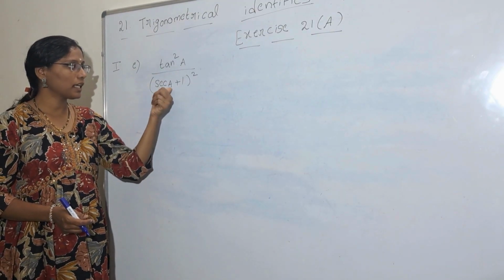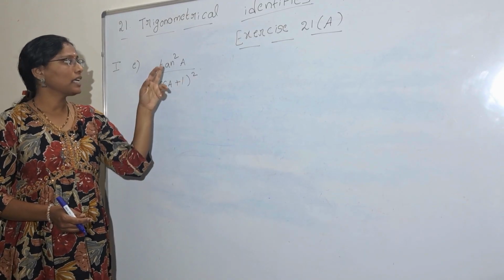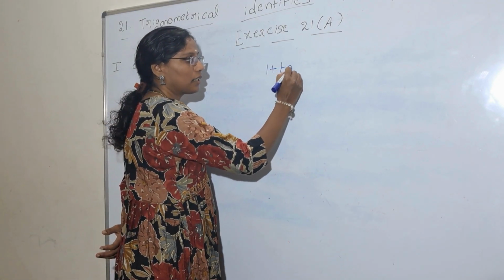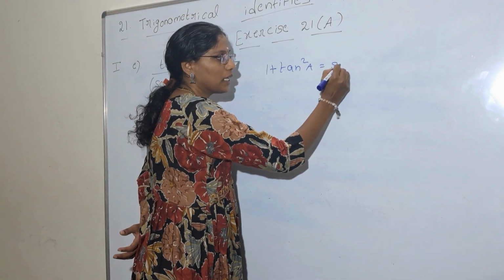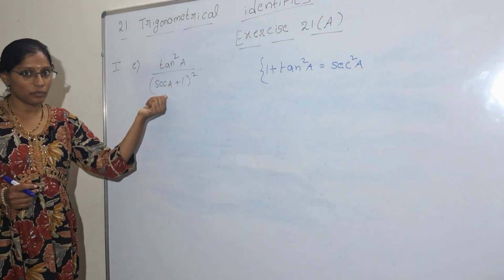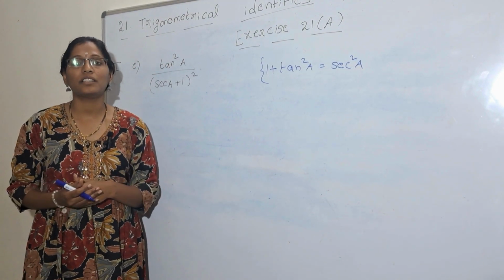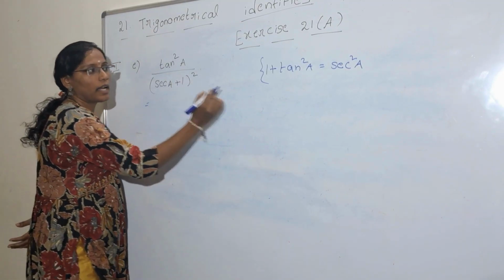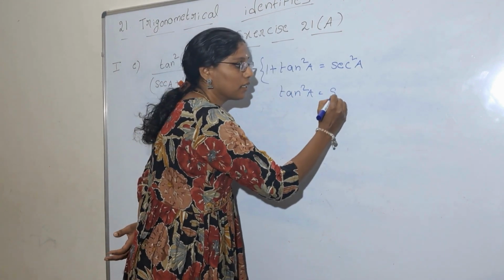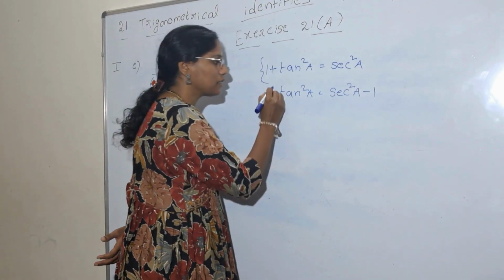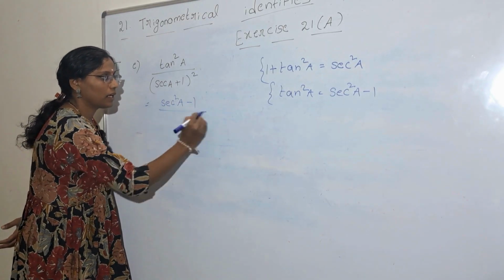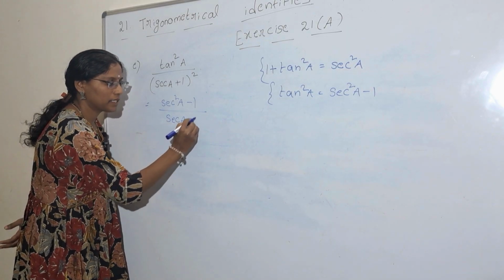Next problem is E. Tan square A by secant A plus 1 whole square. Here for tan square A, we have the identity 1 plus tan square A is equal to secant square A. Why are we using this formula? Denominator secant A term is there, so numerator also we have to change in terms of secant. Tan square A is equal to 1, shift right side, secant square A minus 1. We should write that formula. Secant square A minus 1 by secant A plus 1 whole square.